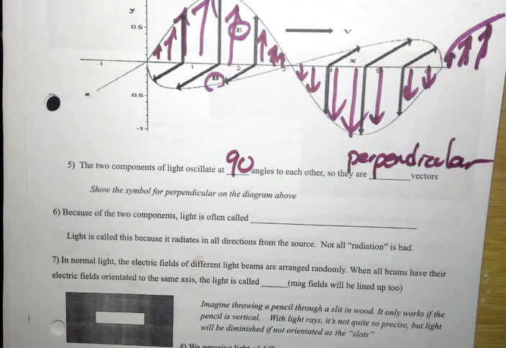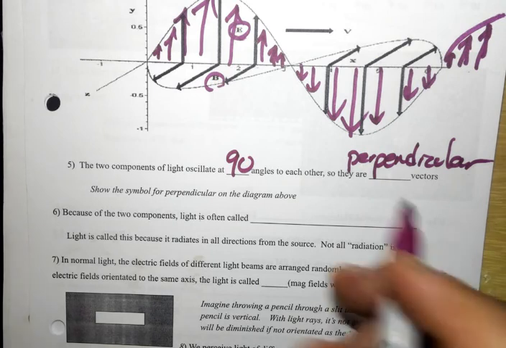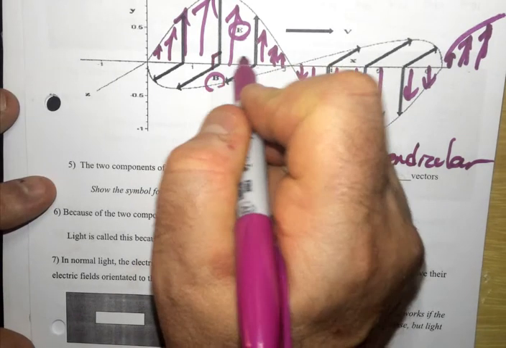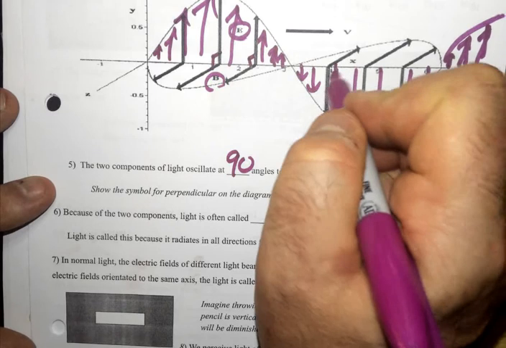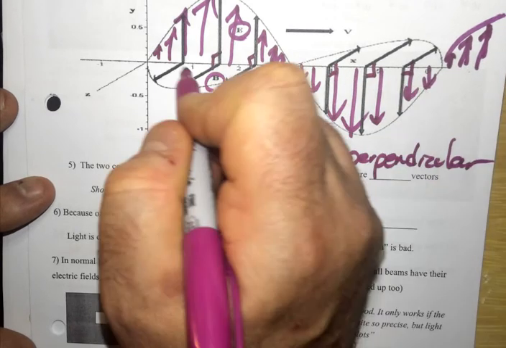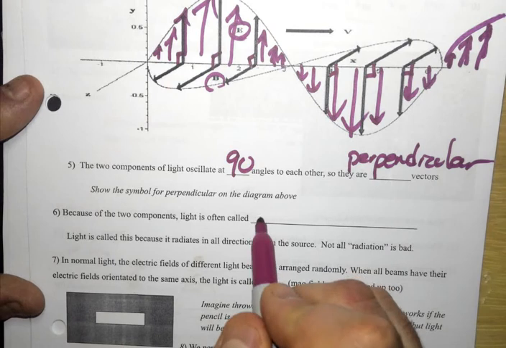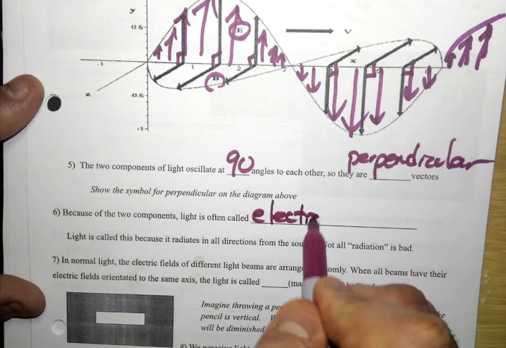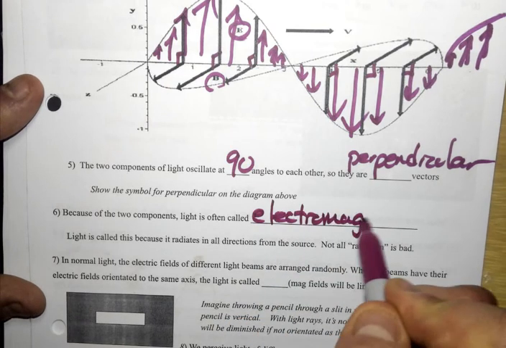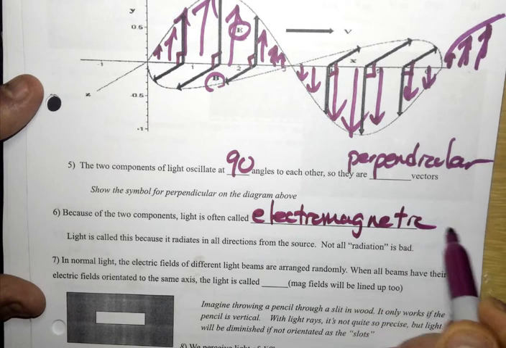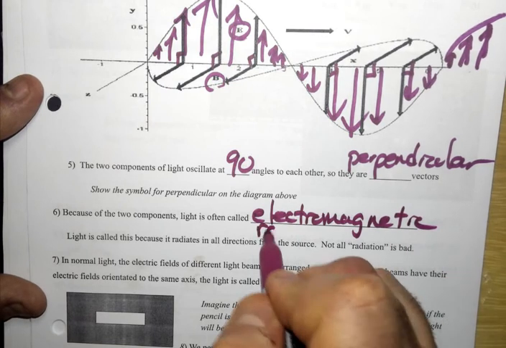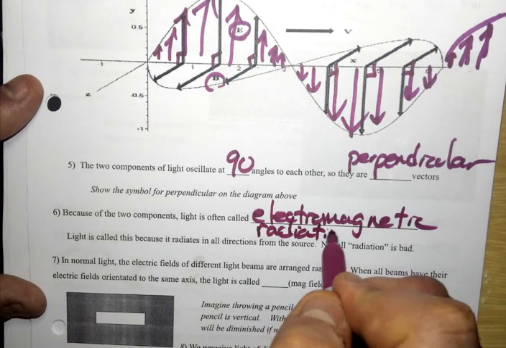Remember in geometry class, the symbol for right angles, perpendicular, is a little square. So go ahead and put those in these little nooks and crannies here, the corners, the vertex. Because of these two components, the electric and the magnetic fields, we call light oftentimes electromagnetic radiation. Radiation meaning it's going out in all directions.